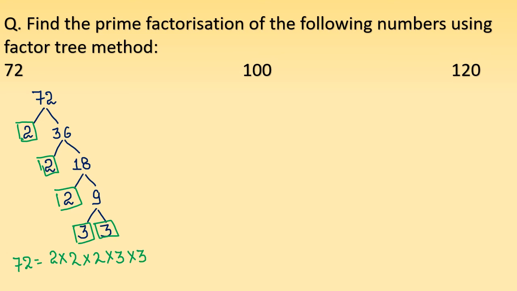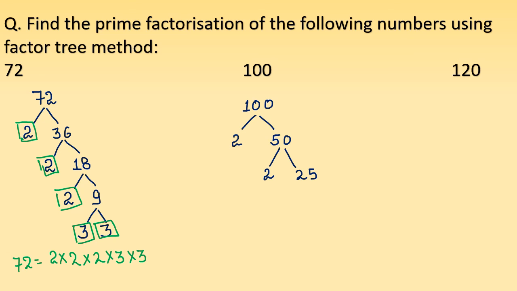The next number given here is 100. So we can divide 100 by 2. So write 2 here on one side, and 100 divided by 2 will give us 50. So write 50 on the other side. Now divide 50 by a prime number. So 50 is again divisible by 2. So write 2 here, and 50 divided by 2 will give us 25.